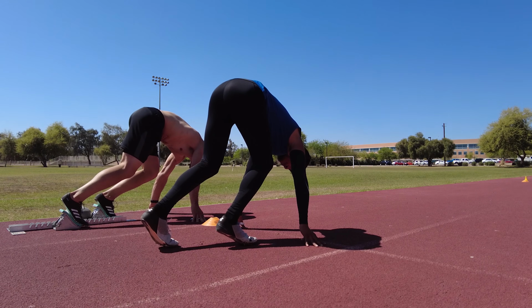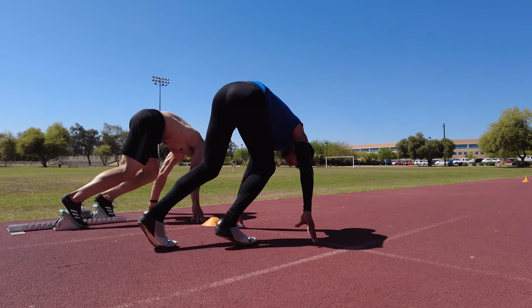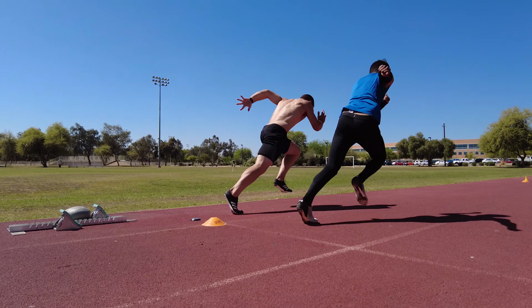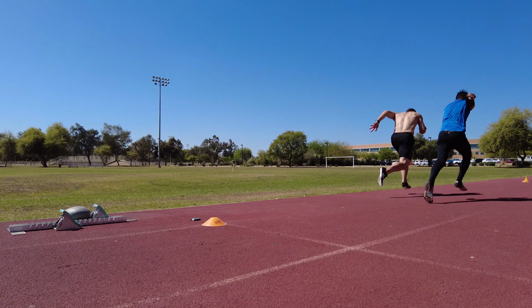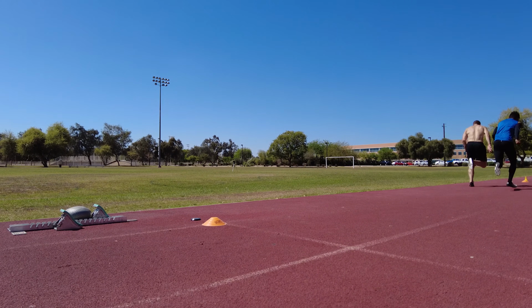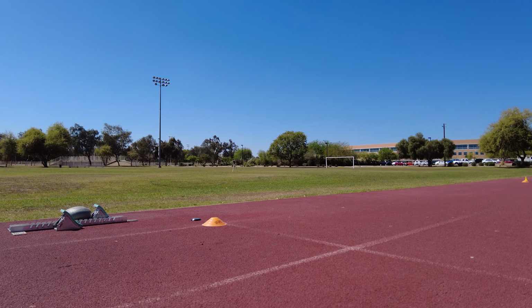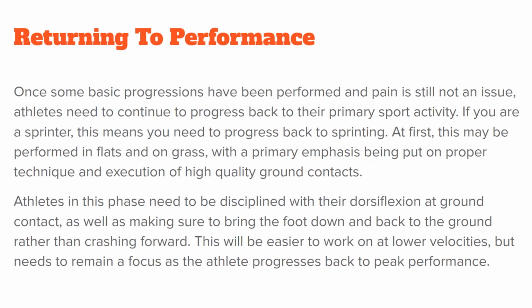The final goal of your rehab is to return to a level of peak performance. So once some basic progressions have been performed and pain is still not an issue, athletes need to continue to progress back to their primary sport activity. So if you're a sprinter, this means you need to progress back to sprinting. At first, they could do things like sprinting in flats or running shoes on grass, with a primary emphasis being put on having good quality ground contacts, making sure that they're bringing the foot down with dorsiflexion, making sure the leg is coming down and back to the ground, not crashing forward into the ground.